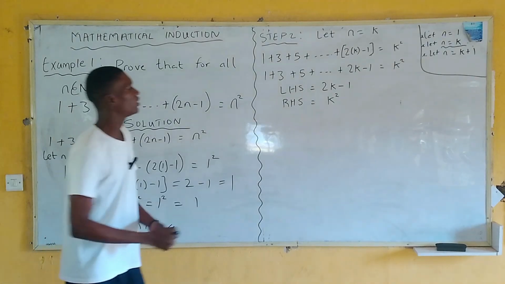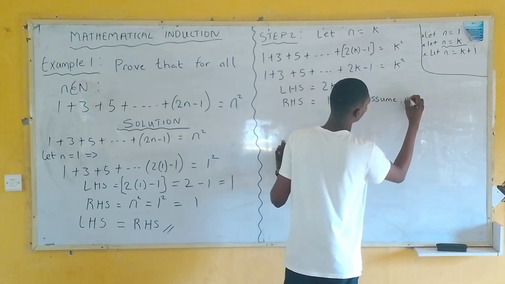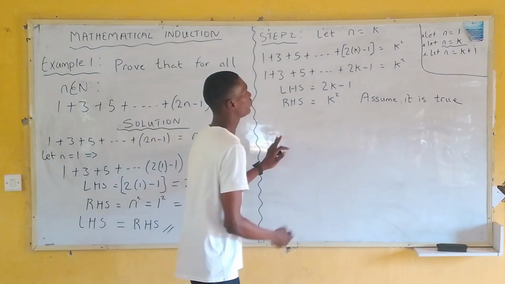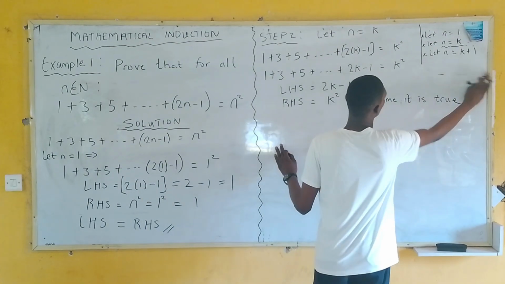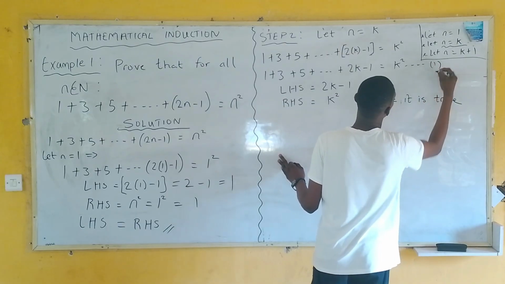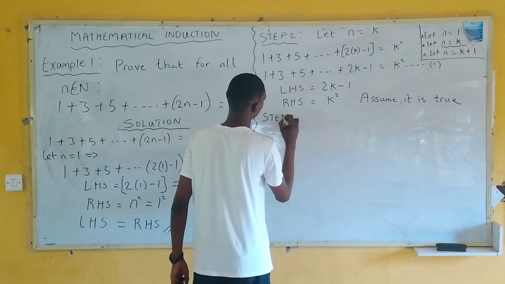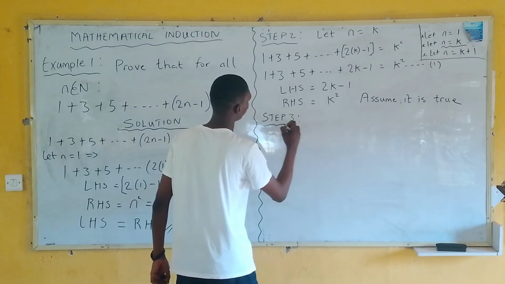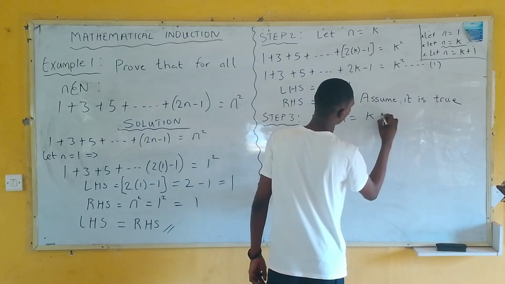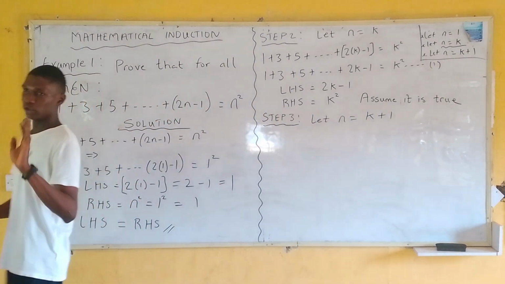But since we said we want to assume it is true, you can say this should be your equation 1. Alright? So moving on to step 3. Step 3 is: let n be equal to k plus 1. Are we together? Yes. Are you sure?